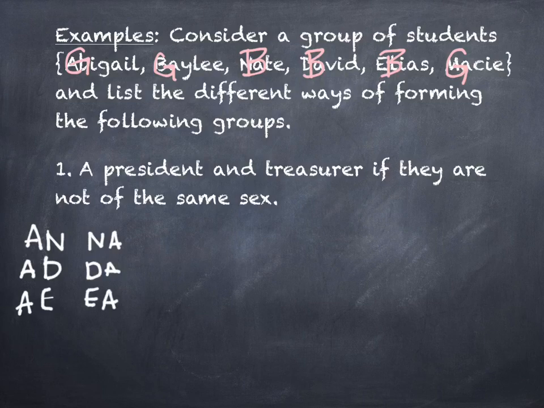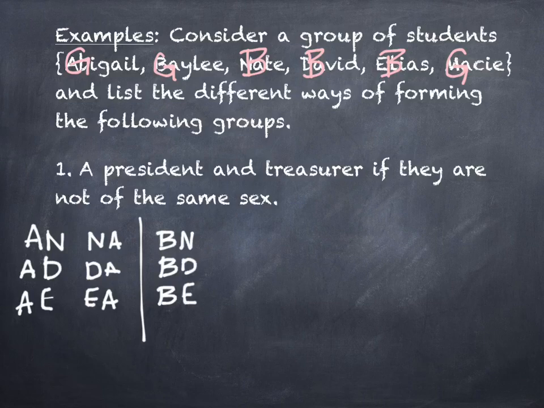And then I contend that Abigail has no more listing that she gets to be in. Right? We've listed every way she can be president and every way she can be treasurer. Now we go to the next girl. Who would we want to use? Bailey. So we could have Bailey as president, and who could she be with? Nate or David or Elias.